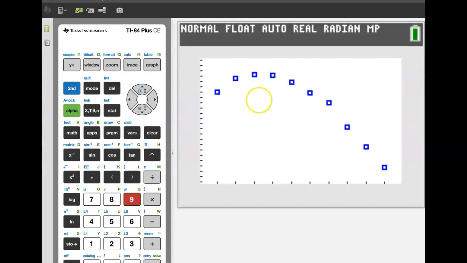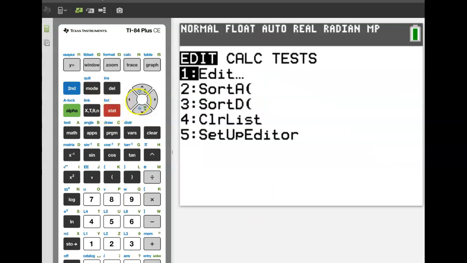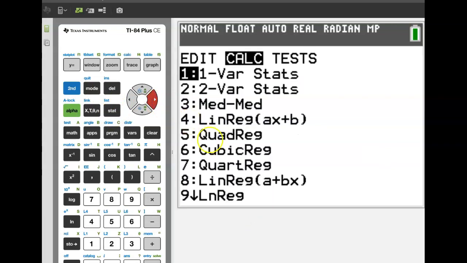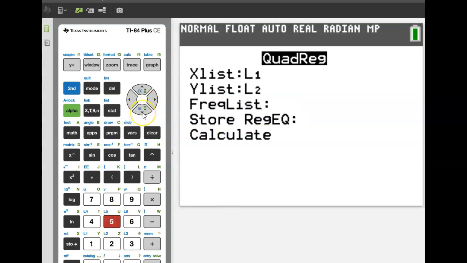Now, what shape is this one? Yeah, it's looking like a parabola. So we're going to go stat over to calculate, and then it is a quadratic, we're thinking, so we're going to pick choice 5. Now, I do have this one in list 1 and list 2. Some of my other ones you're going to have to help me remember today because I put them in different lists. You don't ever want anything in a frequency list at this point, and you want to store it.